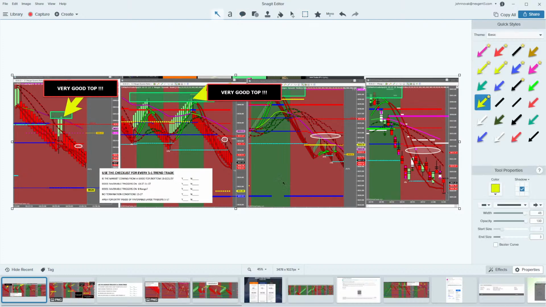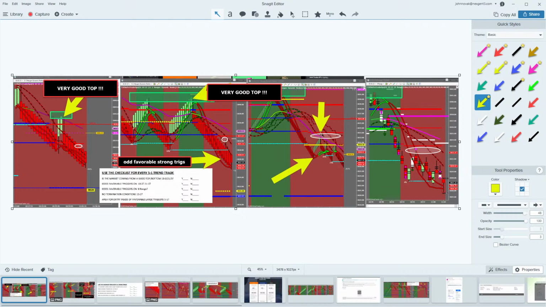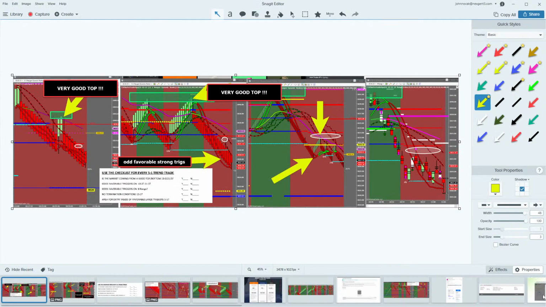Now, odds favorable momentum in our triggers. I don't even have to really point that out, but you can see obviously that's the case, right? So I'll just write it out. Odds favorable, strong trigs. And then finally, there's no termination, so we're going to enter on large triggers, mid-band area. Everybody okay with this? I'll blow it up so you guys can see it a little bit easier.